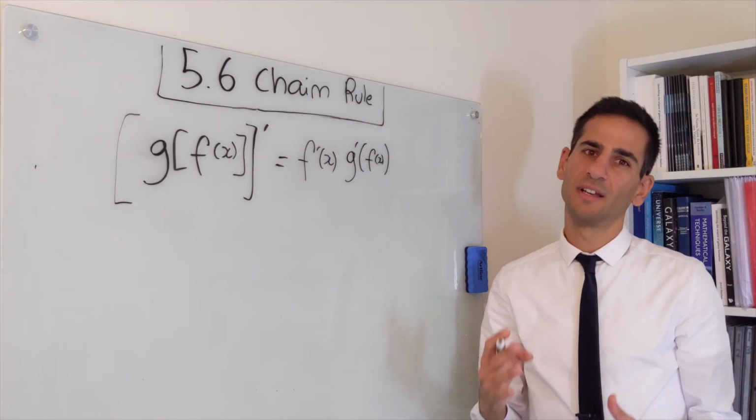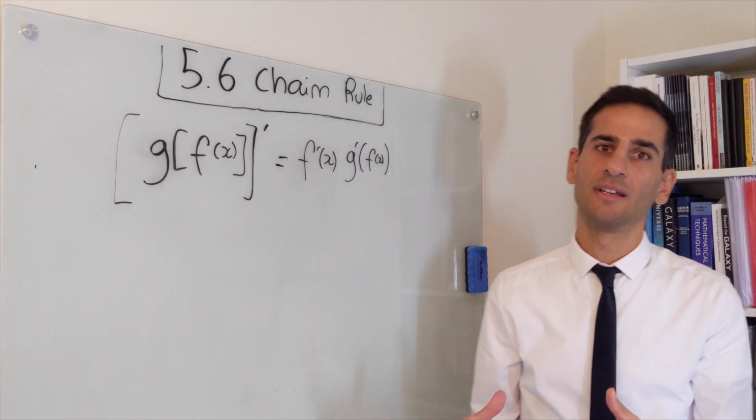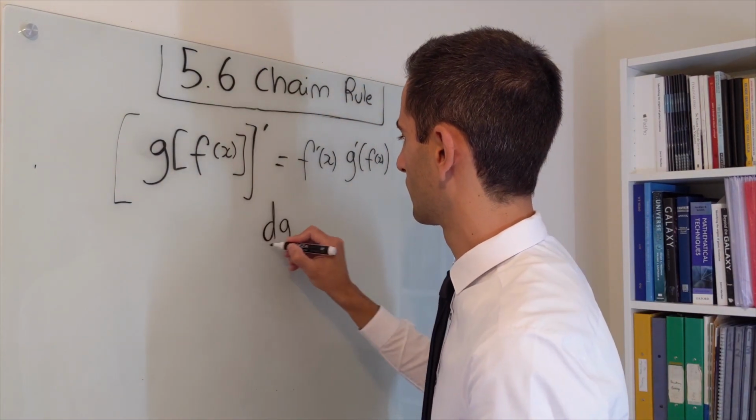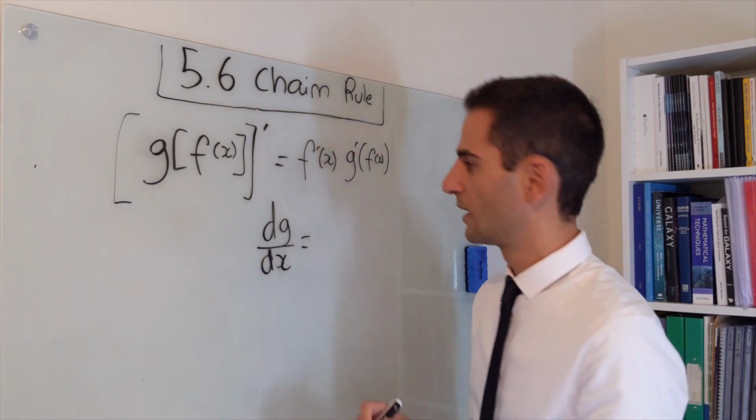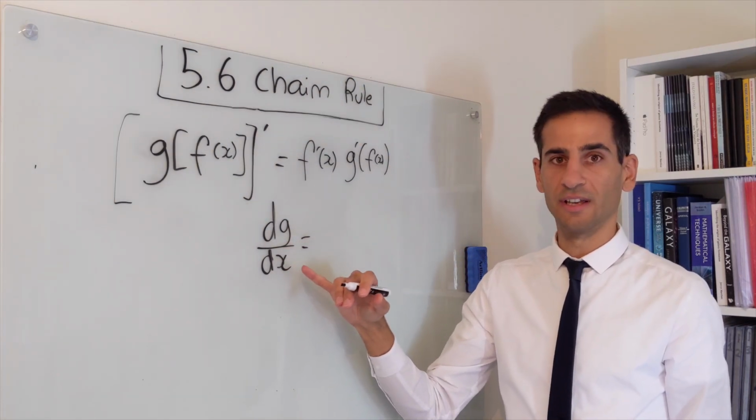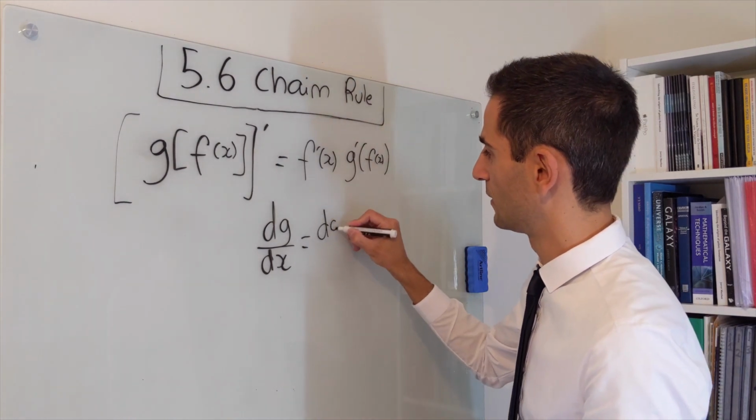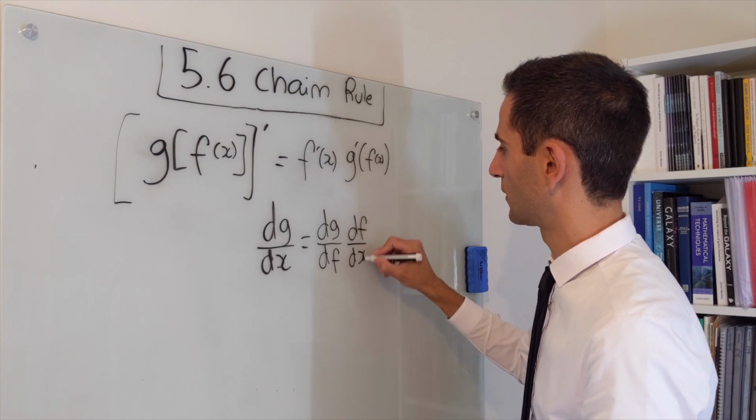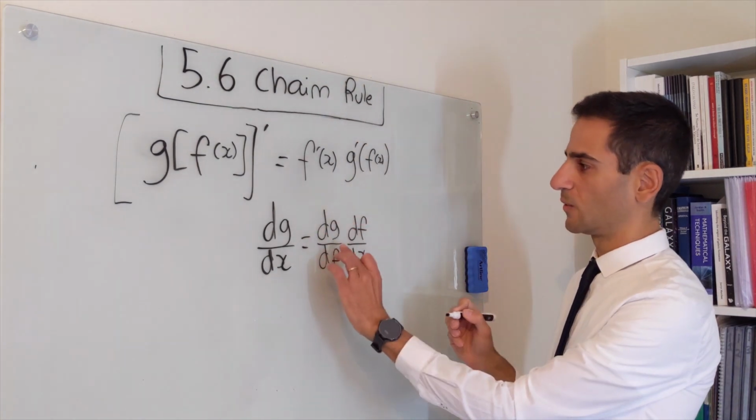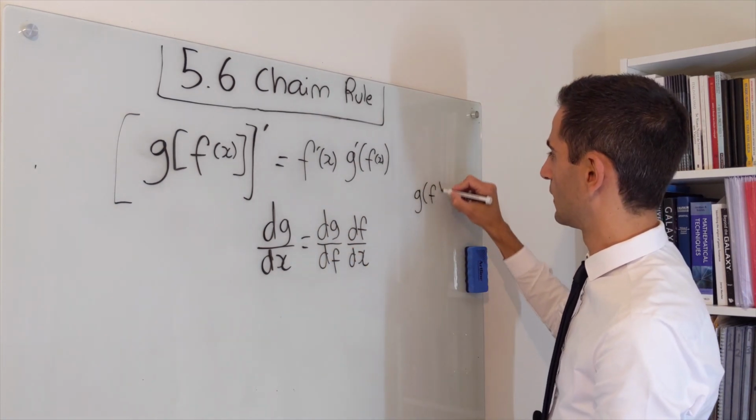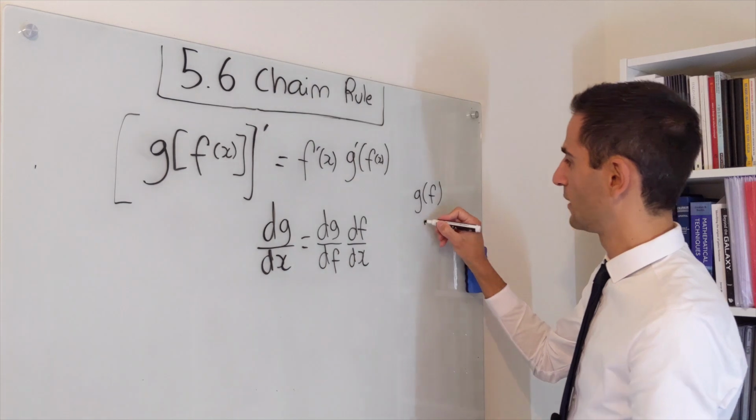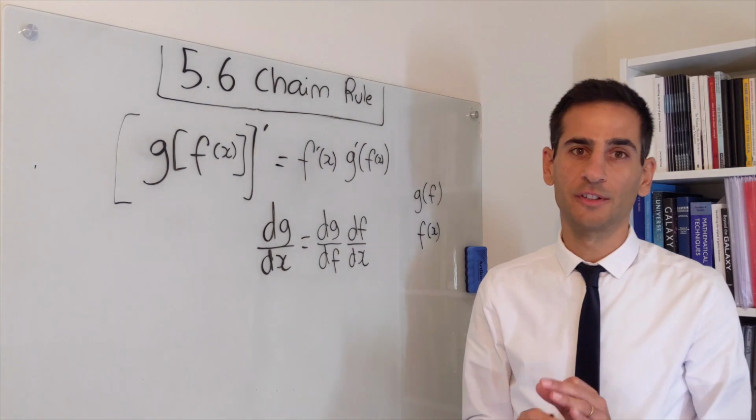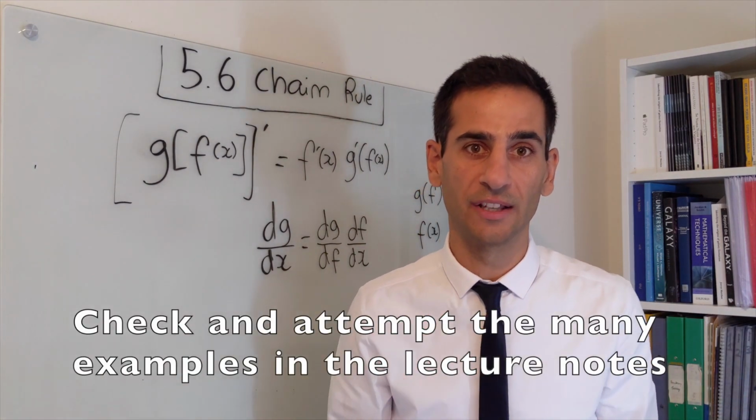What does this mean in practice? A nice way to also write this is in terms of Leibniz notation. In this case, we can write that dg/dx is given by dg/df times df/dx. And what we're doing here is we're writing g as a function of f and then taking f as a function of x.